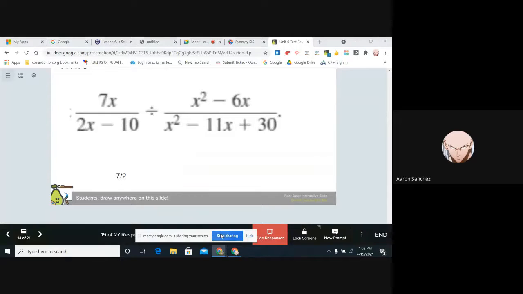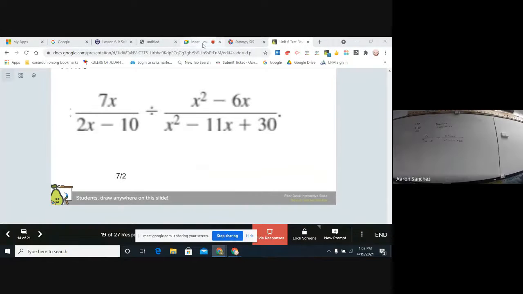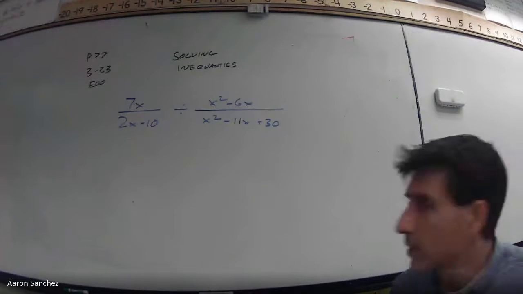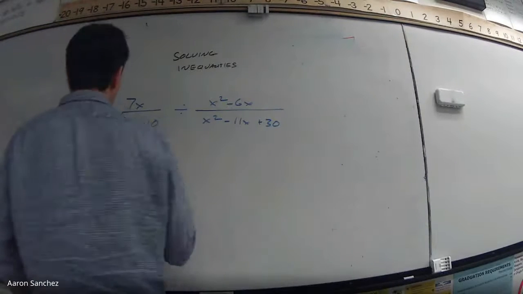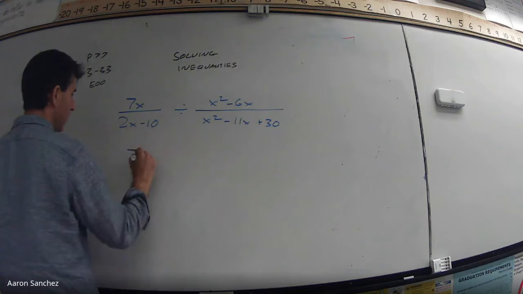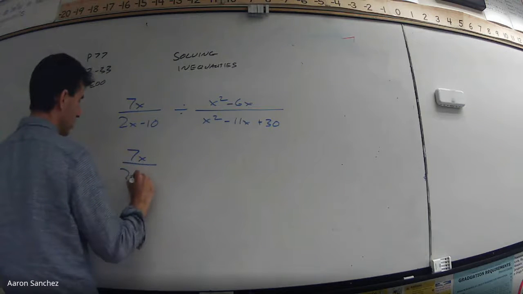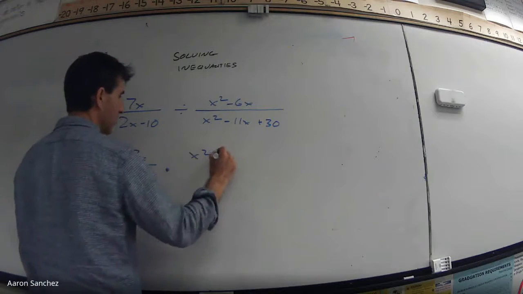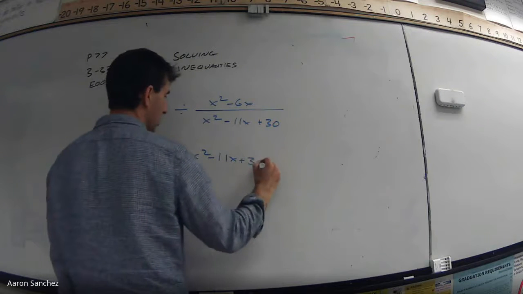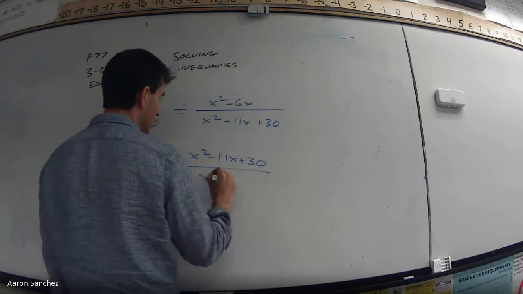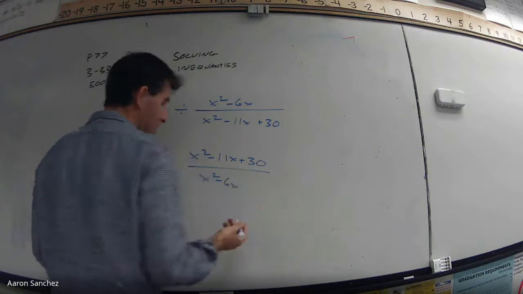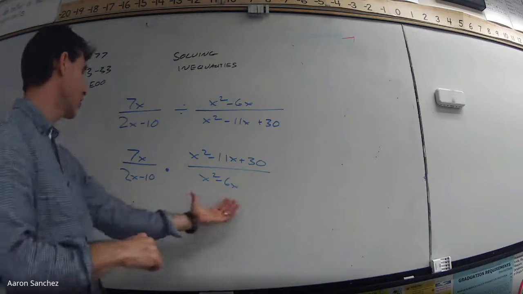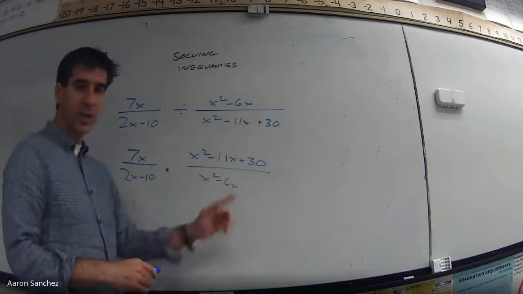So real quick, you guys, all you got to do, right? Remember we copy, switch, flip. You write this: it's going to be 7x over 2x minus 10 times x squared minus 11x plus 30 all over x squared minus 6x. Then you factor and cross out. But just make sure when it's a division, it's the same as multiplication. You have to copy, switch, flip.